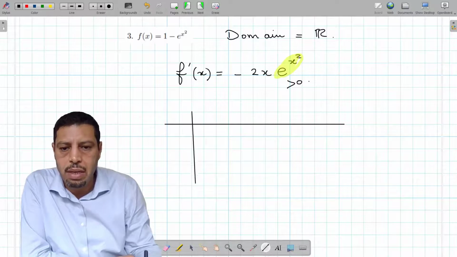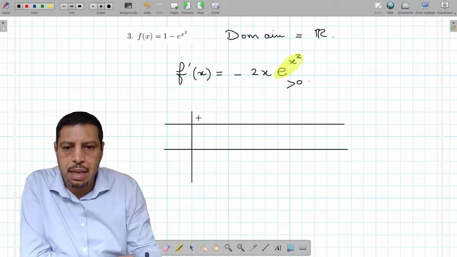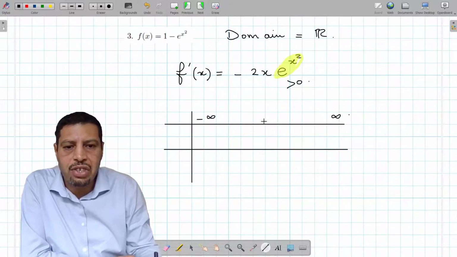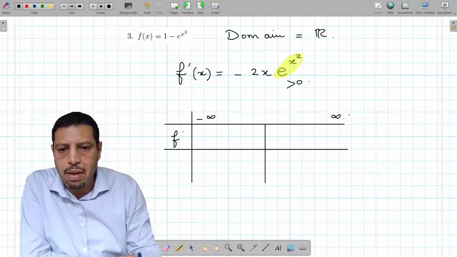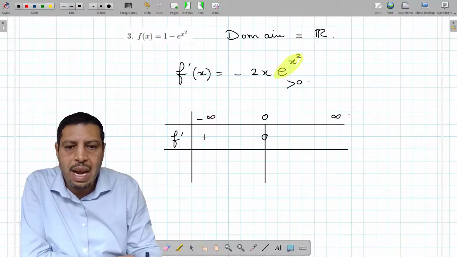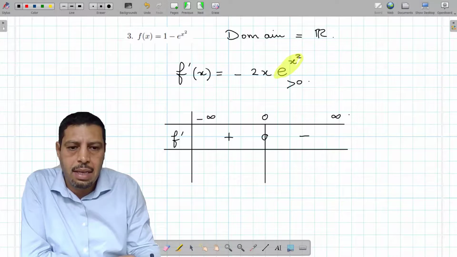So we're going to draw the sign chart, okay, from negative infinity to infinity. The sign of x will change at 0. So let's put the 0. The function f prime will be 0 at 0, okay? Now, when x is negative, it means between negative infinity and 0, the negative 2x will be positive. So positive times positive gives positive. And when x is positive, of course, negative 2x is negative, times positive, it gives negative.